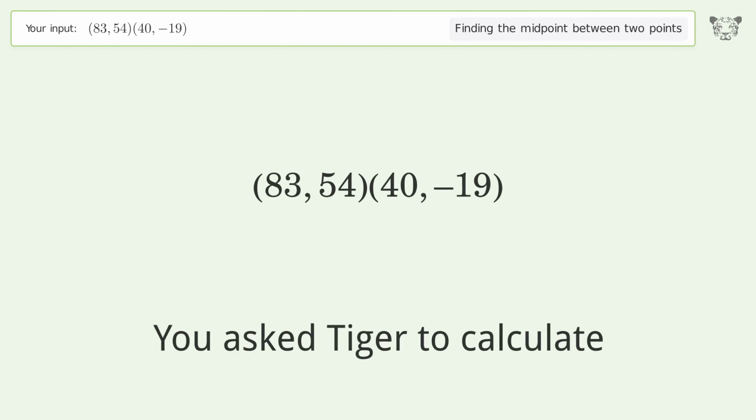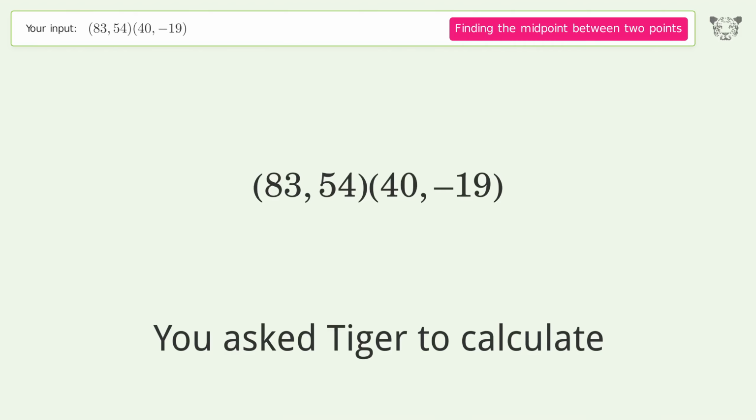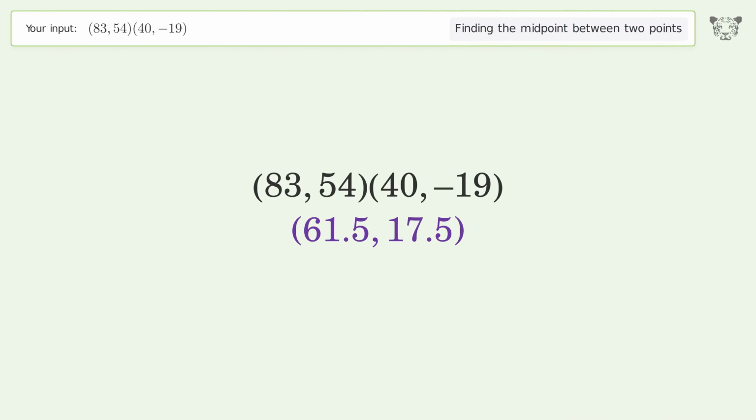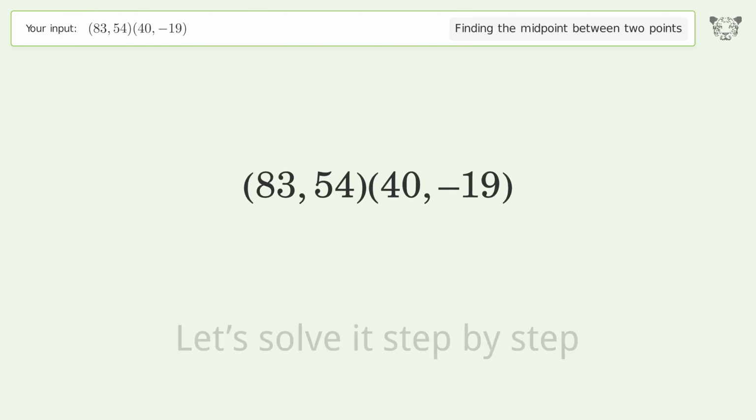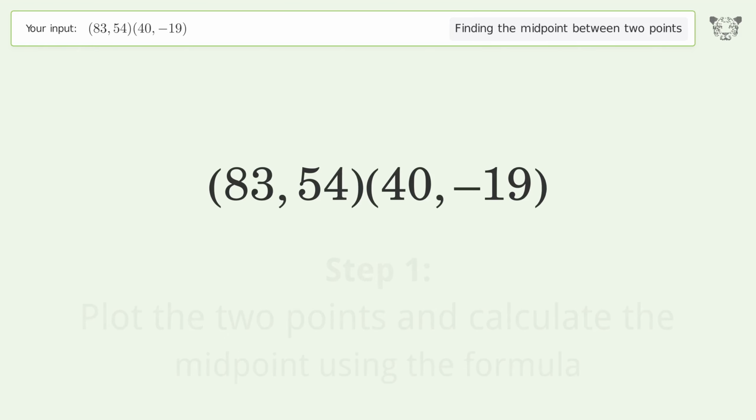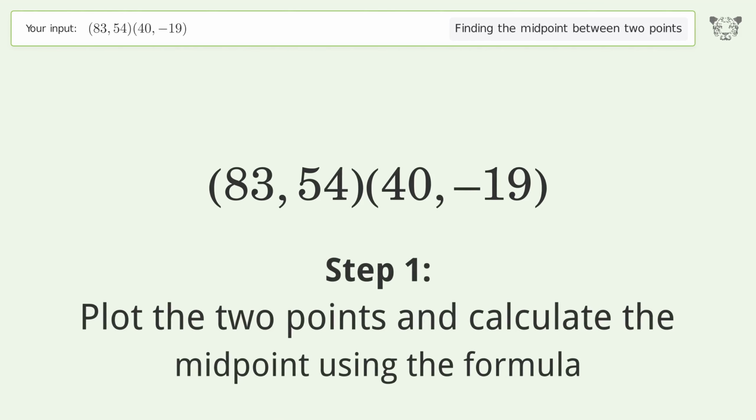You ask Tiger to calculate. This deals with finding the midpoint between 2 points. The midpoint between the 2 points is 61.5, 17.5. Let's solve it step by step. Plot the 2 points and calculate the midpoint using the formula.